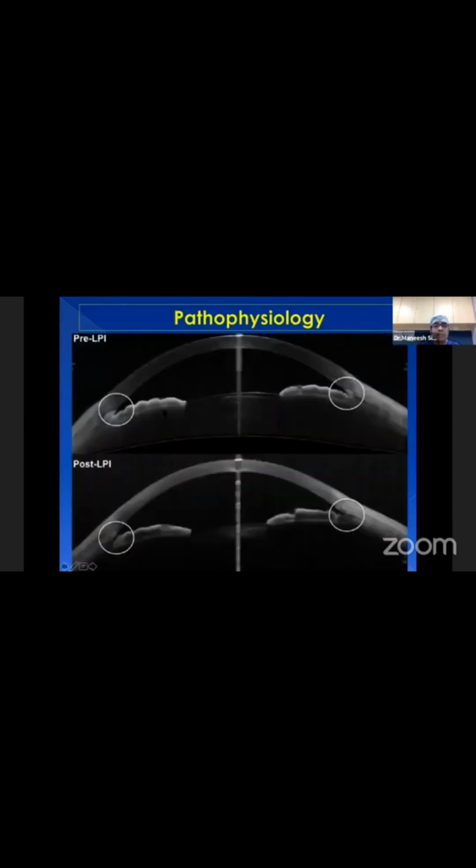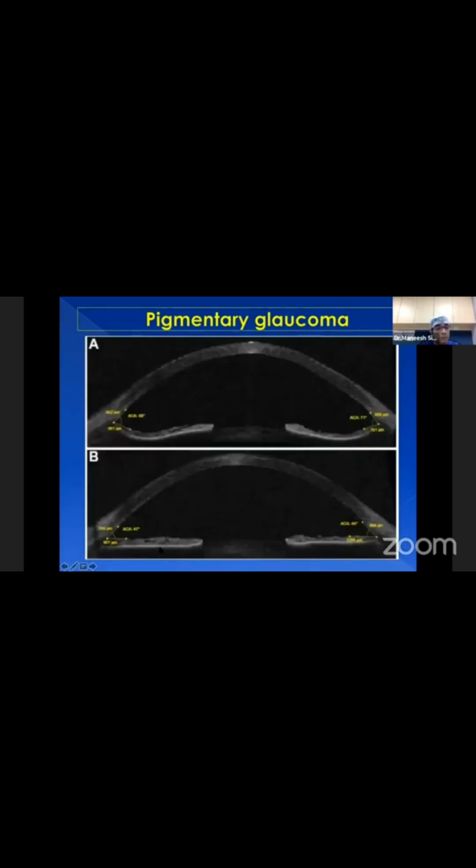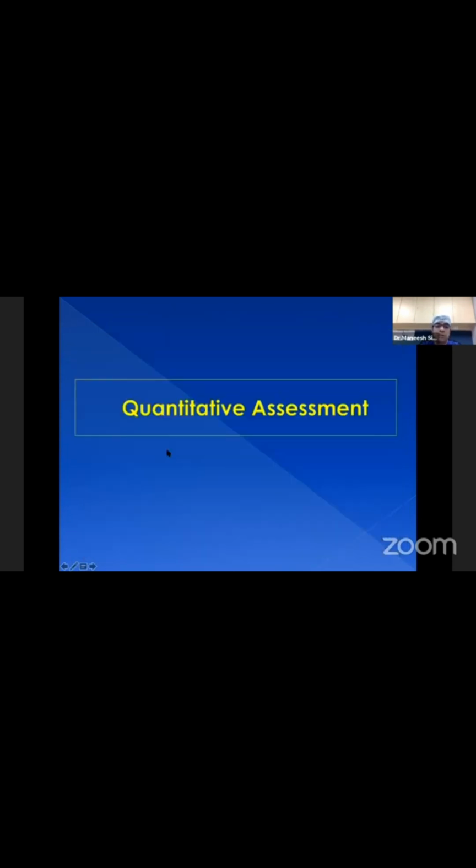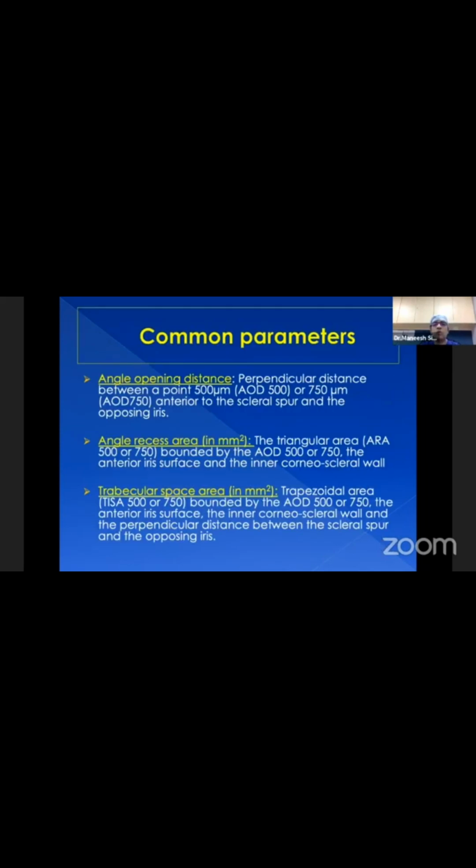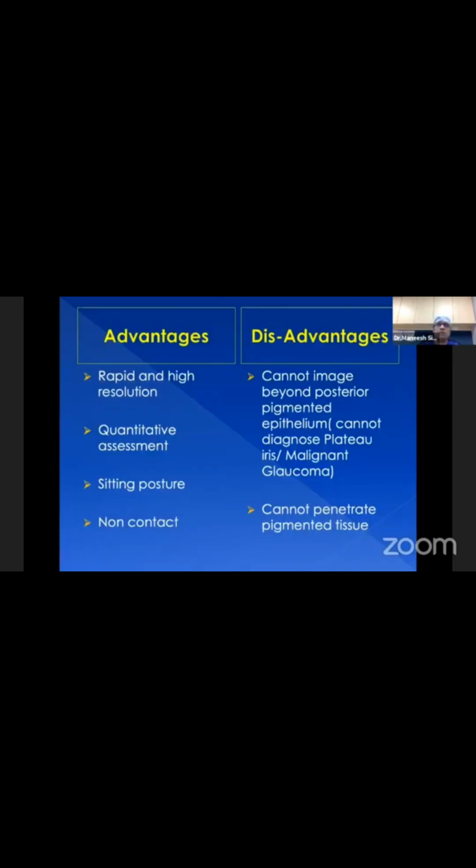This is another patient pre and post iridotomy. You can see how the angles have opened up. In pigmentary glaucoma, you can see this concave iris pattern on an anterior segment OCT. In ASOCT also, you can quantify the structures and see how patients change over time. Again, that is more commonly used for research purposes and for studies.